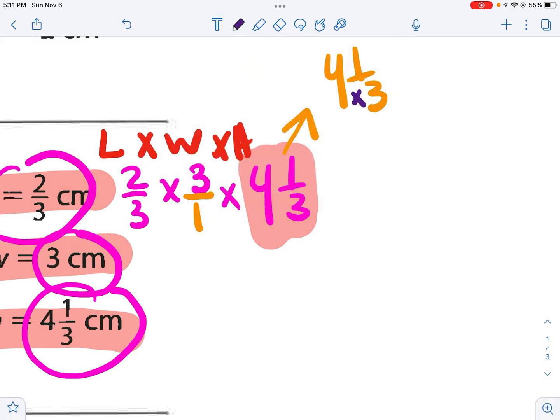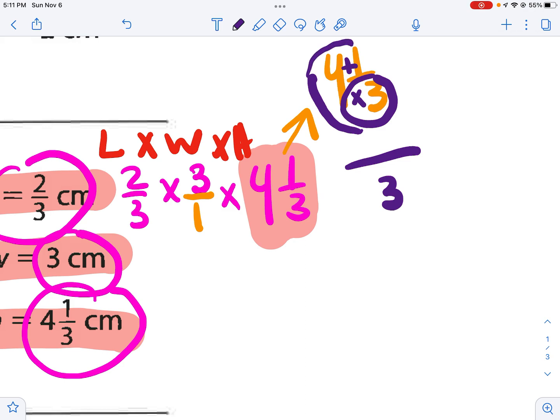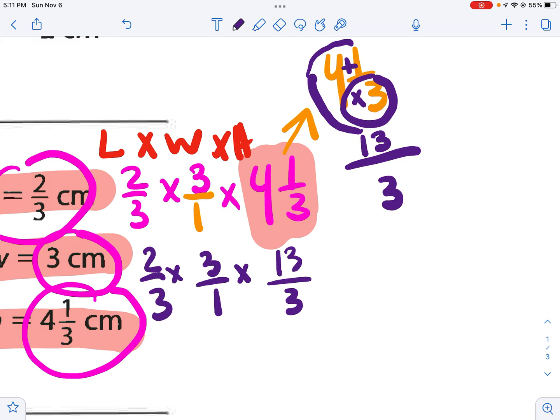So I'm going to multiply the bottom and add the top. The denominator is going to stay the same, so it's still going to be a 3. Then to find the top number, I'm going to do 3 times 4, which is 12, plus 1 is 13. So now, instead of 4 1/3, I'm going to put 13 over 3, and then I'm going to rewrite the rest. Times 3 over 1 times 2 over 3. Okay, now I can just multiply across.